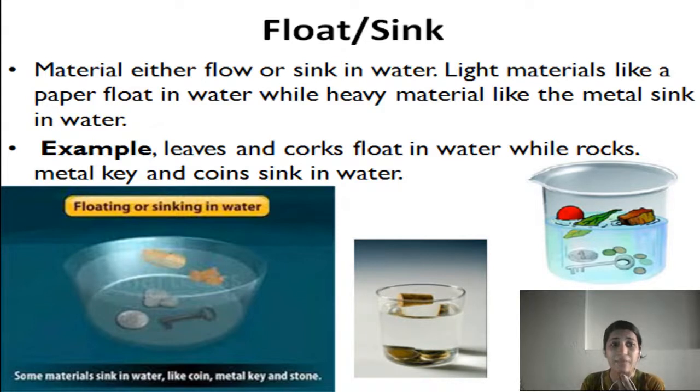Fourth property is float or sink. Some materials come to the surface and some settle down at the bottom. So materials either float or sink in water. Light materials like paper float in water while heavy materials like metal sink in water. Example: leaves and corks can float in water while rocks, metal keys and coins sink in water.